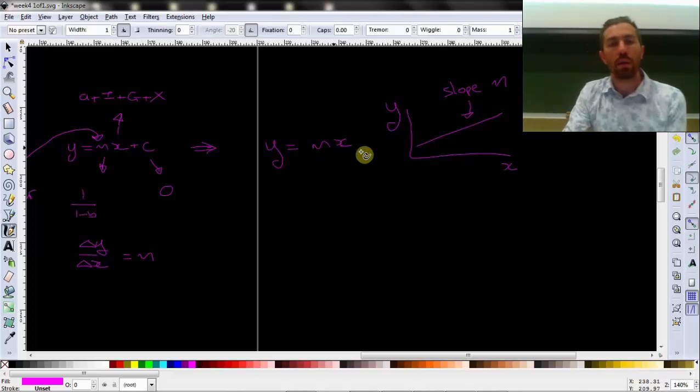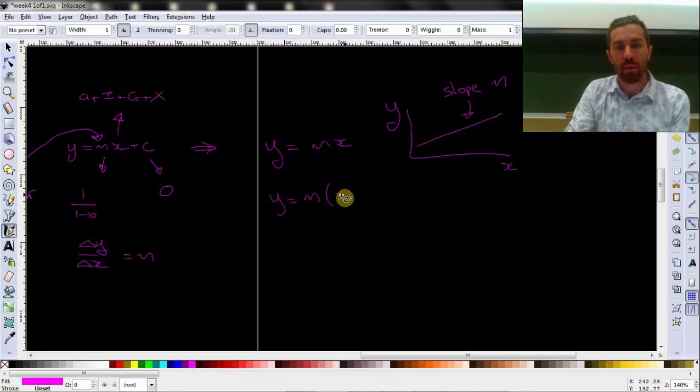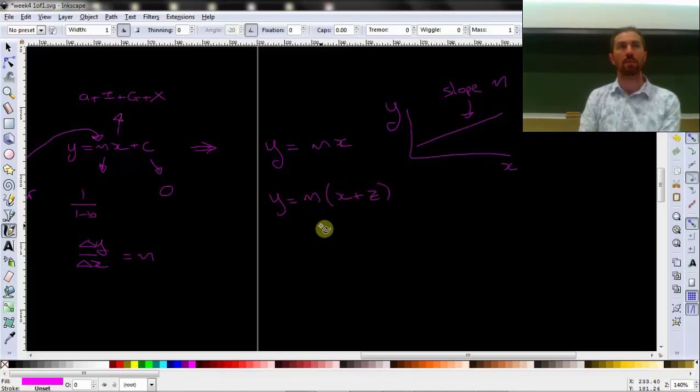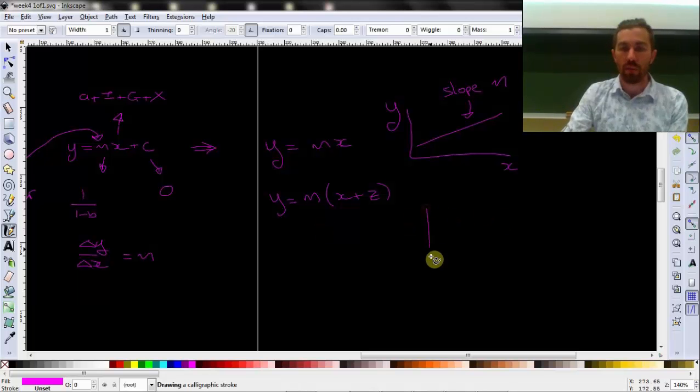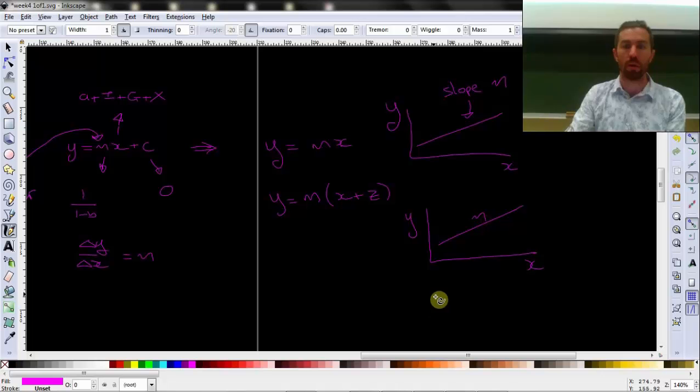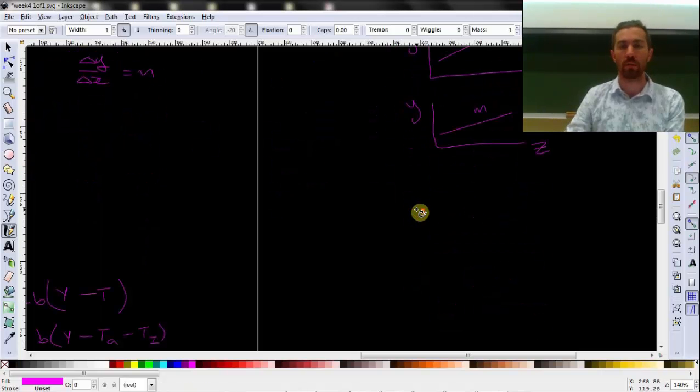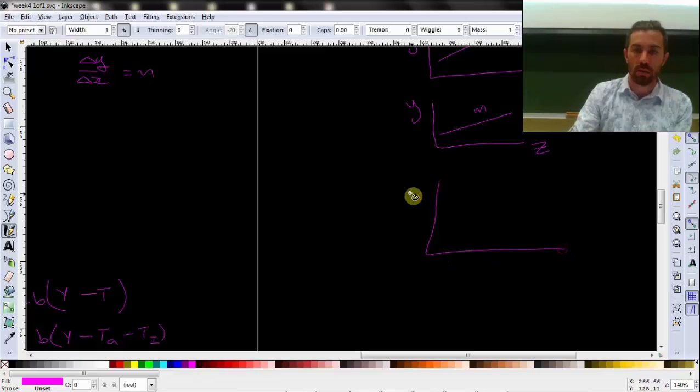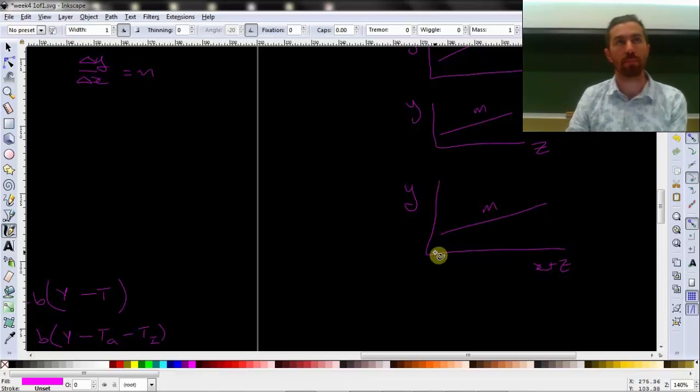Now, if I want to plot y equals mx plus z, right? If I plot y against x, it's still going to be the same m slope. If I plot y against z, it's going to be the same m slope, right? And if I plot y against x plus z, it's going to be the same m slope, okay?